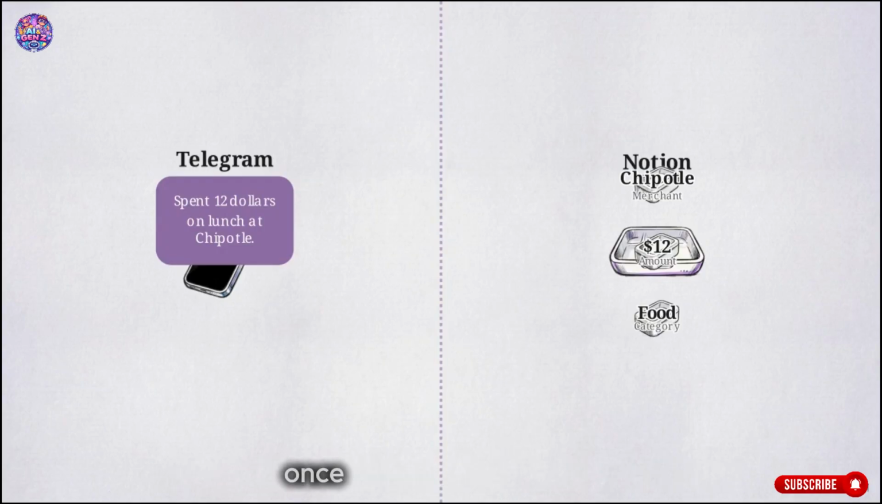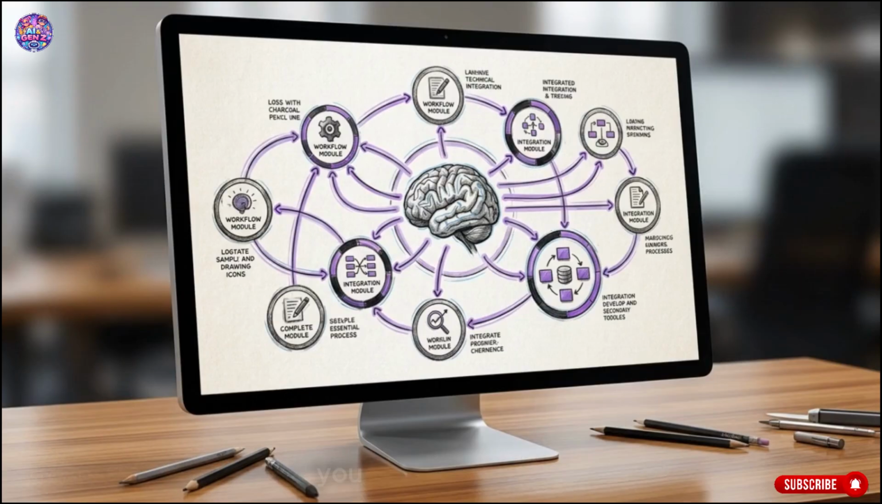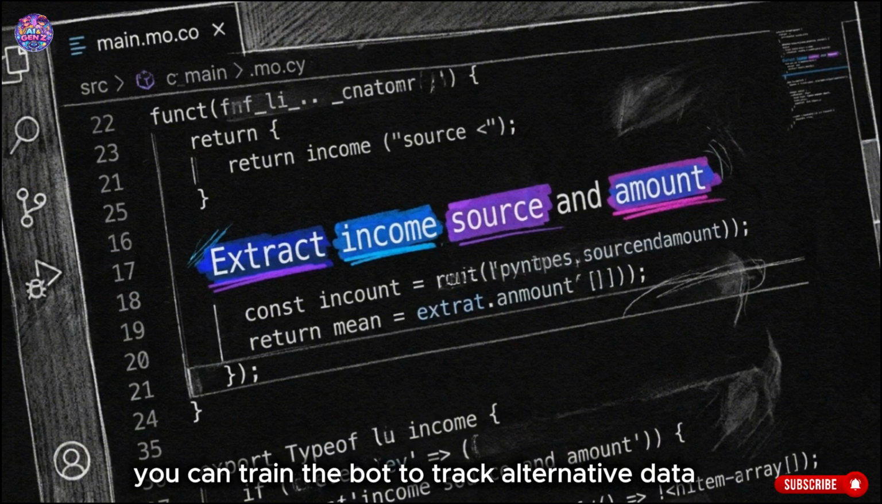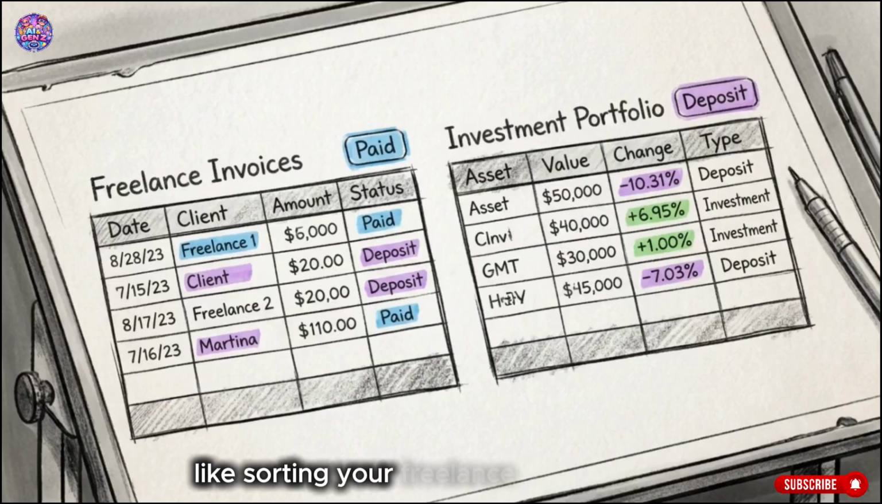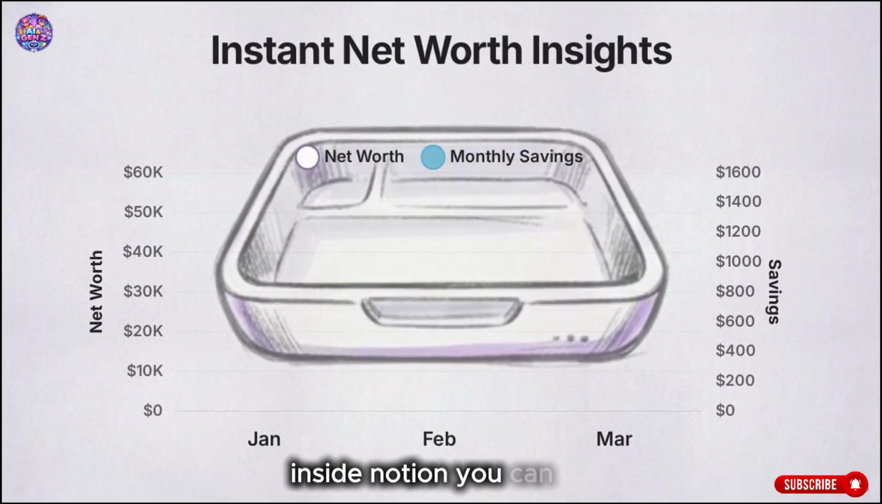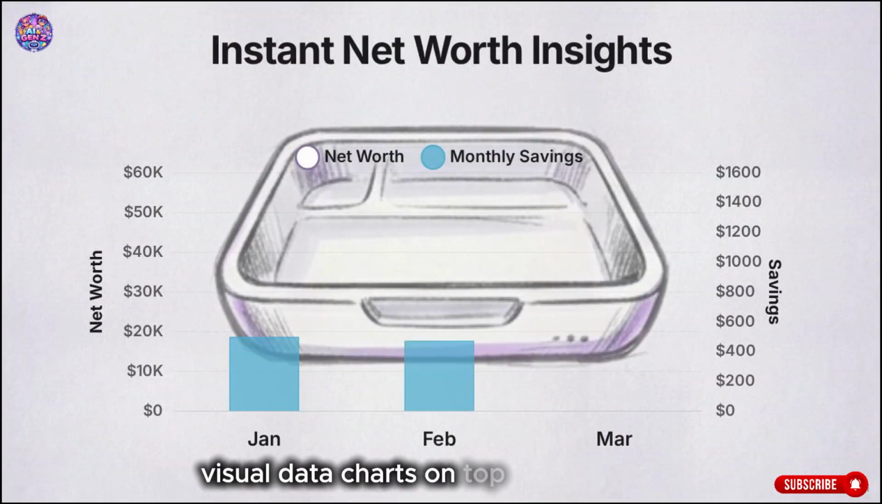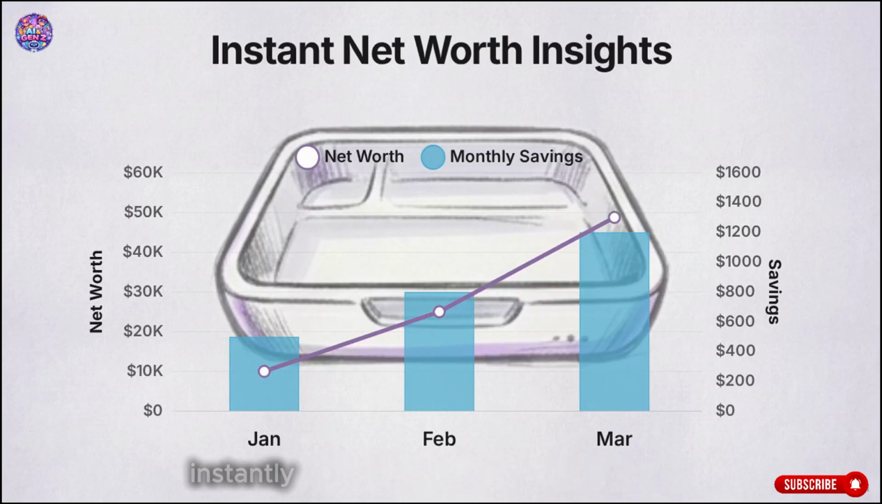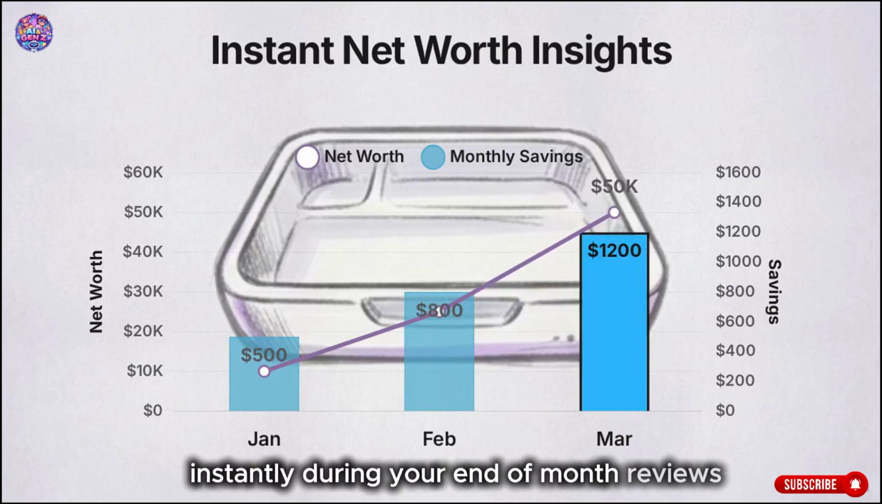Once this core loop is active, you can scale its utility. By slightly modifying your OpenAI prompt, you can train the bot to track alternative data inputs, like sorting your freelance income streams or logging investment deposits. Inside Notion, you can build visual data charts on top of this database. This gives you high-level insights instantly during your end-of-month reviews.